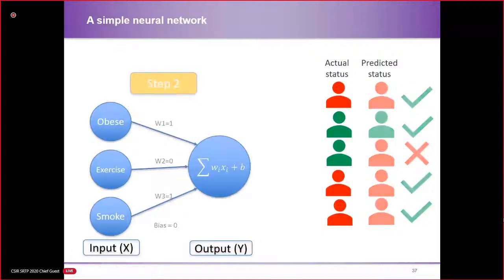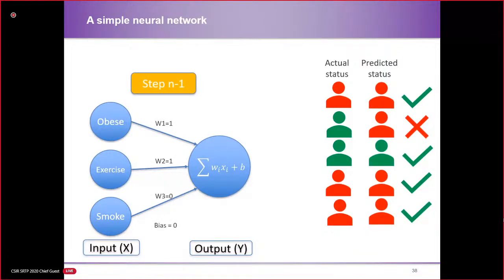Okay, let me change the weights. It changes the weights. It gets some more right, some more wrong. Tries another one, gets some other right, another wrong. It keeps on trying until it gets the answer right. And probably at some step, it will find a perfect set of weights which will describe the diabetes status for the set as accurately as possible.